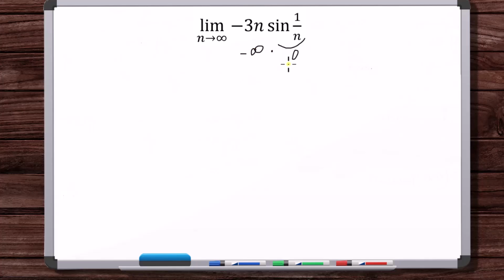Now, any kind of infinity times 0 is also an indeterminate form. And you might think, well, why wouldn't an infinity times a 0 be equal to 0? Why would this be indeterminate? Well, because it depends on the rate at which this 0 is being approached and the rate at which this minus infinity is being approached.